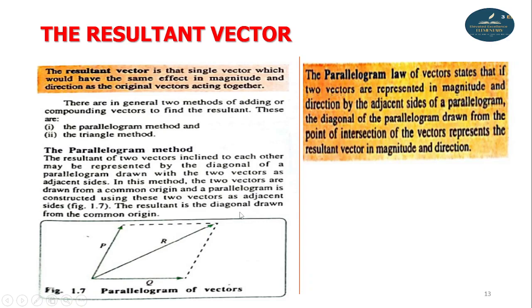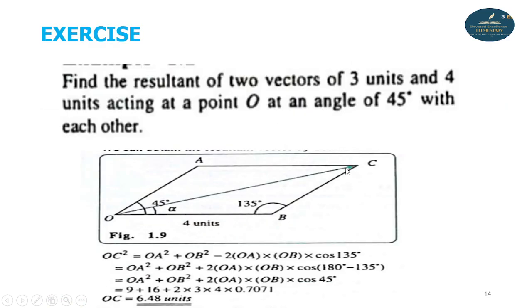So that's it, parallelogram laws of vectors. Now, exercise. Let's take an exercise under the resultants of vectors acting at acute angles, obtuse, and so on, which will fall under the parallelogram laws of vectors. Find the resultant of two vectors of 3 units and 4 units acting at a point O at an angle of 45 degrees with each other.